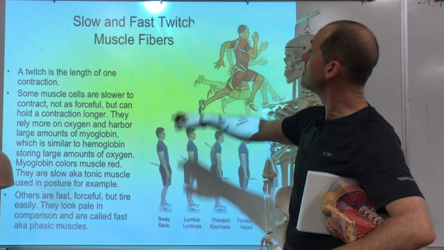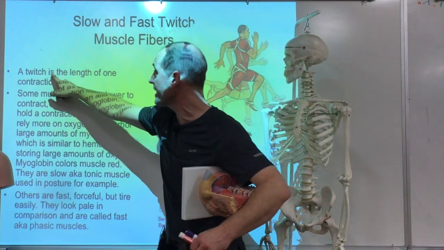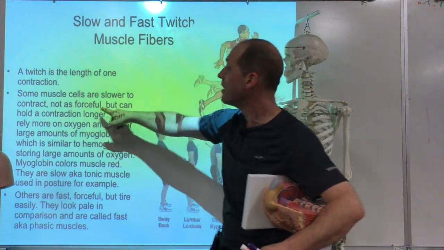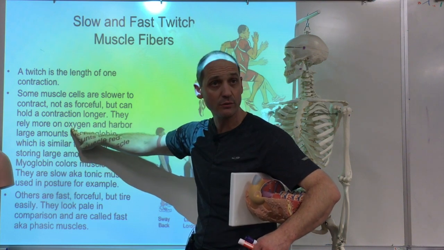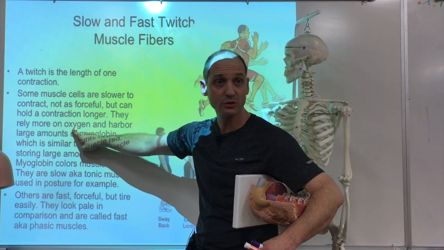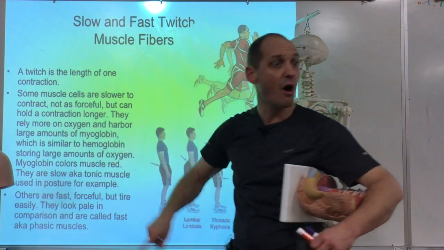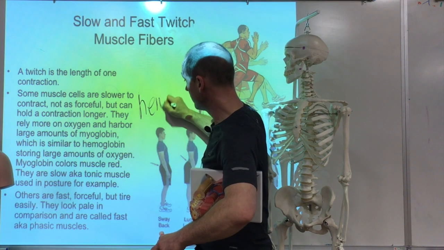So when we discuss the twitch in a slow or fast twitch in the muscle, the twitch is the length of one contraction. So some muscle cells are slower to contract, not as forceful, but can hold a contraction much longer. They rely on oxygen more. Postural muscles, oxygen. And they harbor a large amount of myoglobin. What's myoglobin? Oh, myoglobin is like hemoglobin.